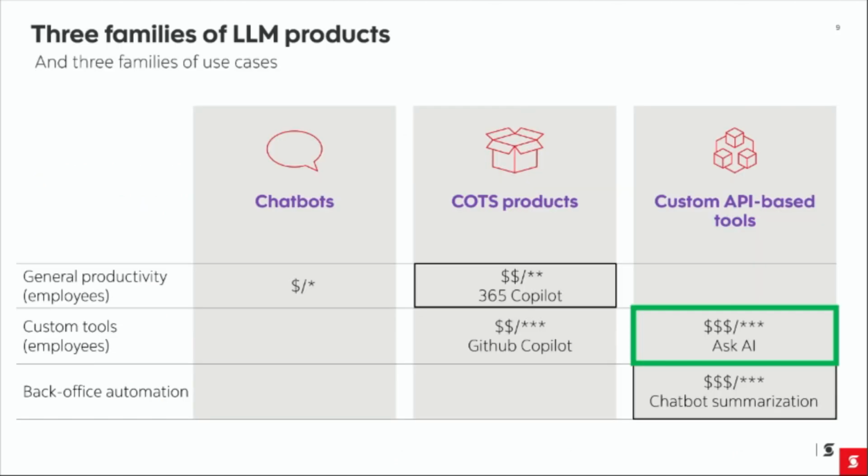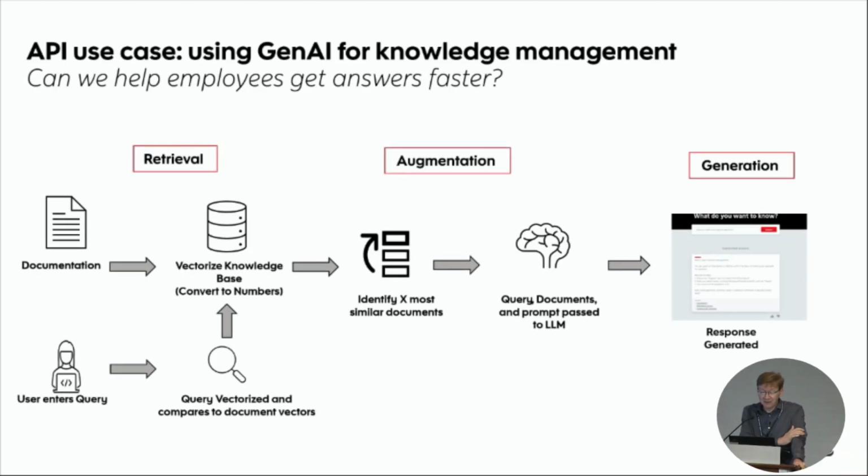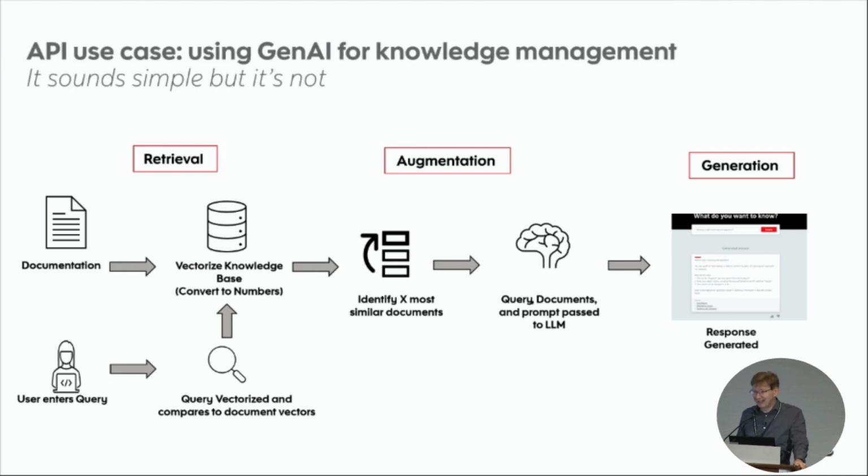Switching to the next use case I want to review, Ask AI, which is again our RAG tool. The question we want to answer here is: we want to use GenAI for knowledge management. Can we help employees get their answers faster? We have many groups of employees and countless documentation, so this would be extremely useful for us. And the answer is, it sounds simple, but it's not that simple.